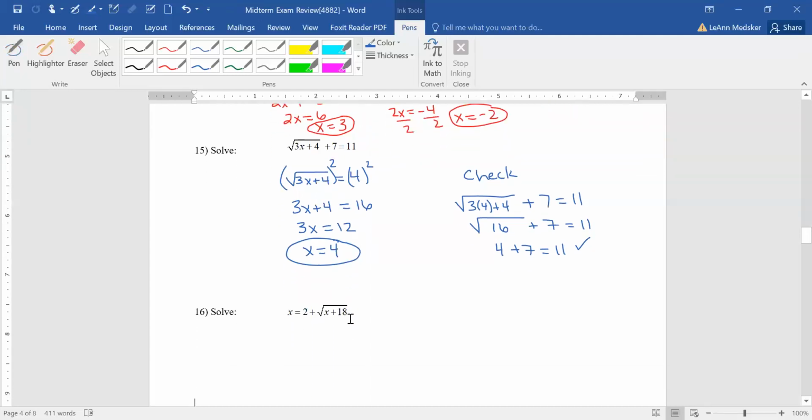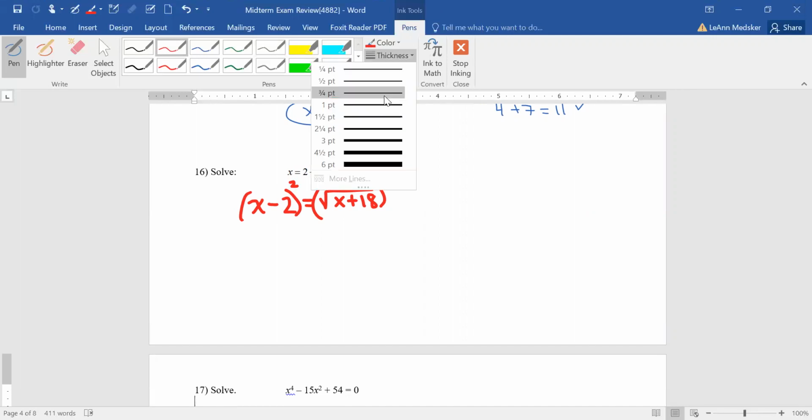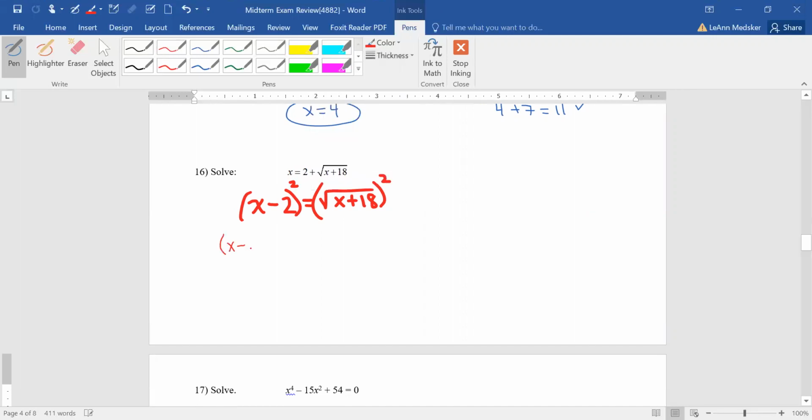Now when we look at number 16, this is a similar situation, except we need to move that 2 away from the radical, so our radical's on the other side. The difference here is that once you've got that isolated and you go to square both sides to get rid of your radical, you're going to be squaring a binomial on the left side. When we square a binomial, we have to write it twice and multiply it out. So this is going to be x minus 2 times x minus 2.